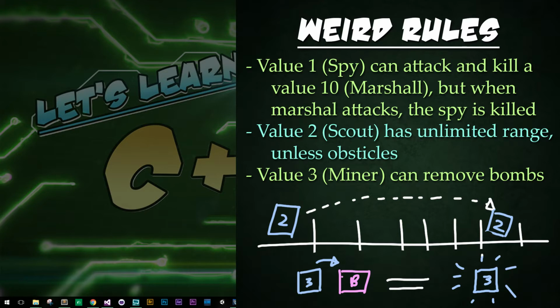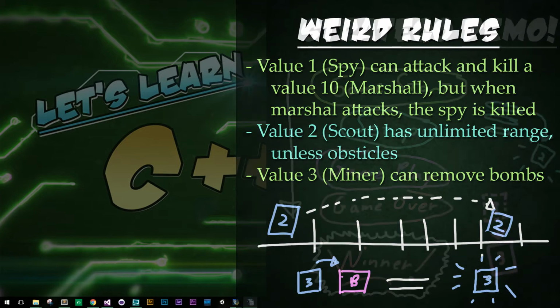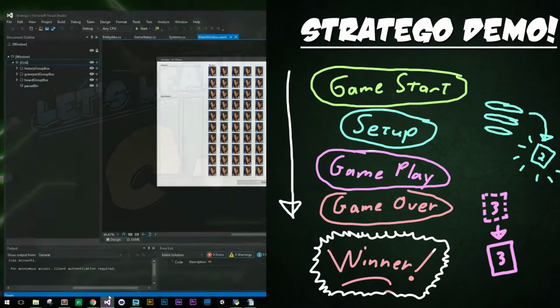There are exceptions to these rules, however. A spy has a value of 1, and you only have one spy. If the spy attacks a value 10 piece, aka a marshal, it kills the marshal. But if the marshal attacks, the spy is killed. The scout has a value of 2, and has unlimited range, so long as there are no obstacles in the way. Miners have a value of 3, and they can defuse and remove bombs. And that's it.